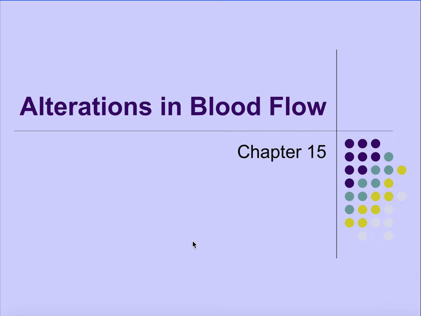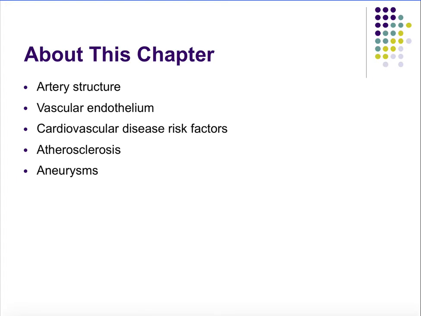Okay, chapter 15, alterations in blood flow. In this chapter, we'll talk about the structure of our blood vessels, like our arteries. We'll discuss the role of the vascular endothelium and issues that can happen there. And then we'll discuss cardiovascular disease risk factors, and then conditions like atherosclerosis, and end with aneurysms.